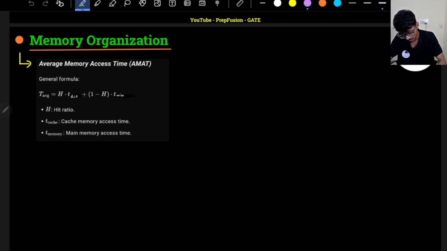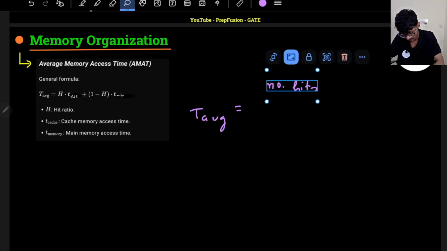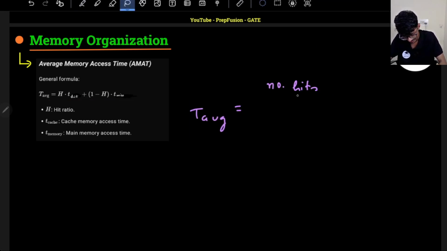Actually, average access time will be equal to the number of hits in the cache memory. There can be either of two things: either I have a hit or I have a miss. If it is a hit, how much time will it take me? It will take me only the cache memory access time.